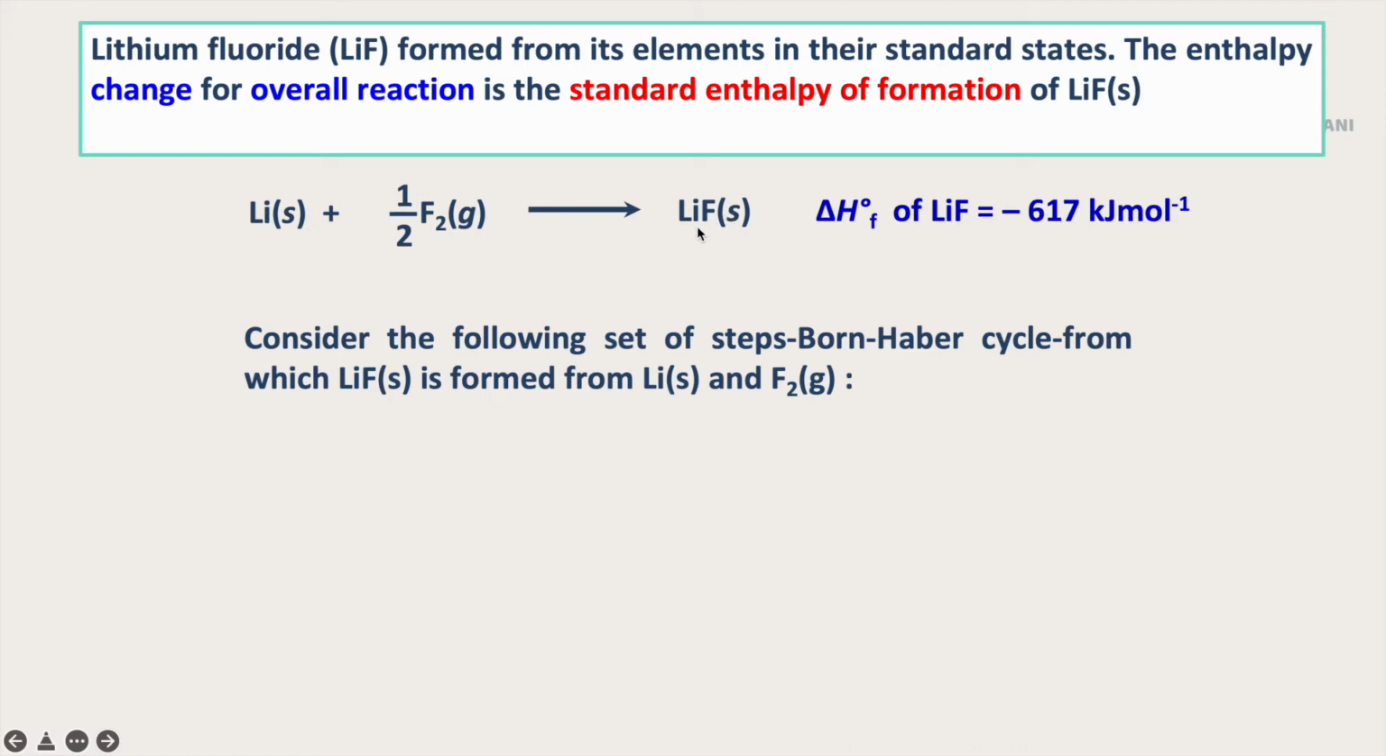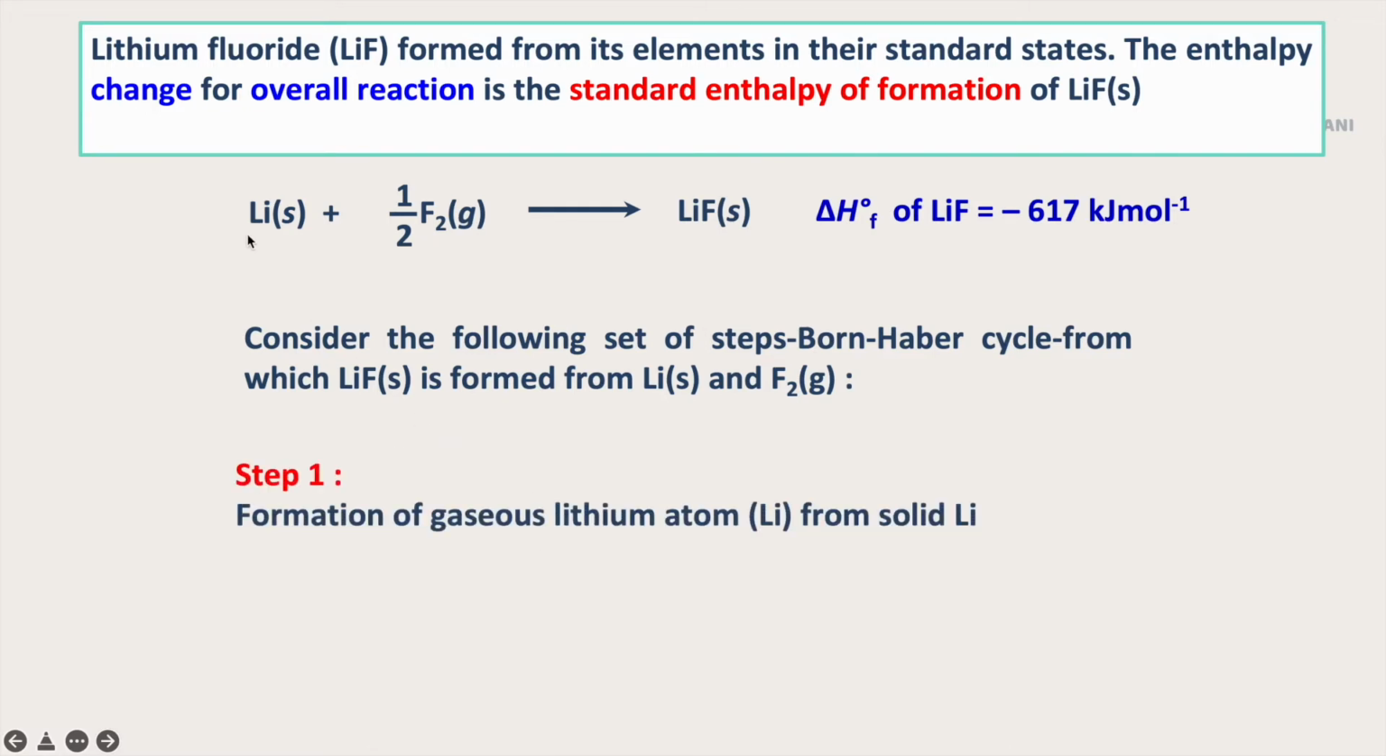We need to calculate the lattice energy of LiF. Lattice energy means from gaseous ions to become LiF. So the reactant must be gaseous ions to become LiF. So you need to form the gaseous ion reactants first before you can calculate the LiF. Now, step 1, you need to form lithium atom from solid lithium, make it gas. Okay, make it gas first.